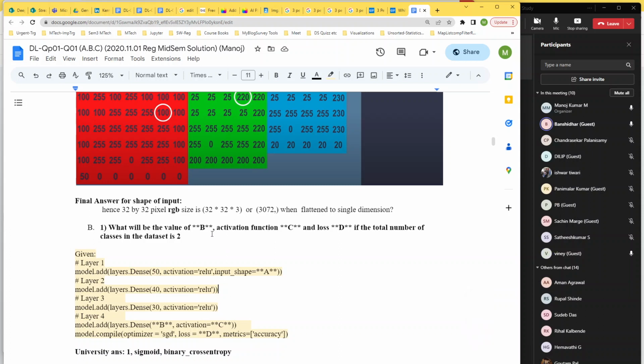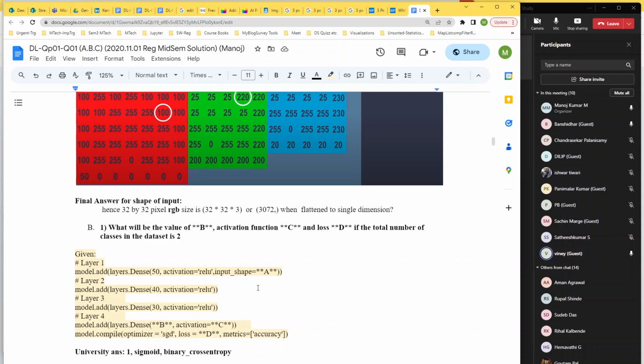So here your question was why B, right? B is the number of neurons we need. Here the output is only binary, only 2 classes, if you check the question: the total number of classes in the dataset is 2. So we need only a binary output. One neuron can give 2 outputs. If you use sigmoid as the activation, it can give 0 and 1. So that's why we are using sigmoid as the activation, and the number of neurons is 1. Got it?